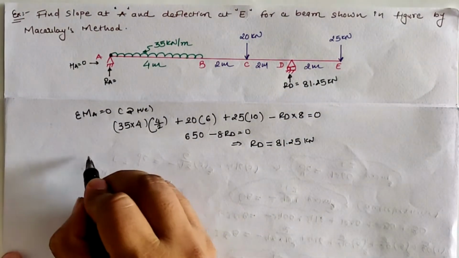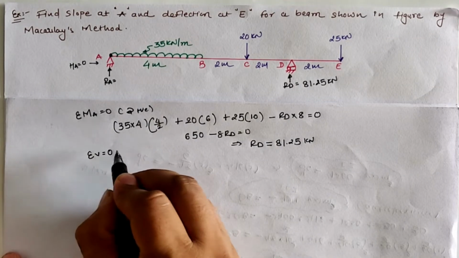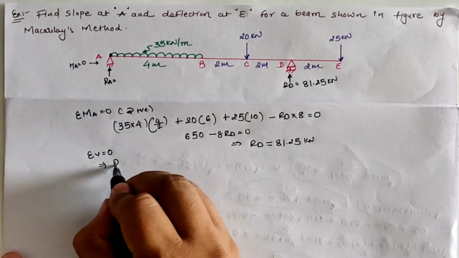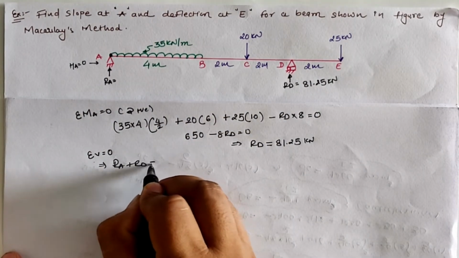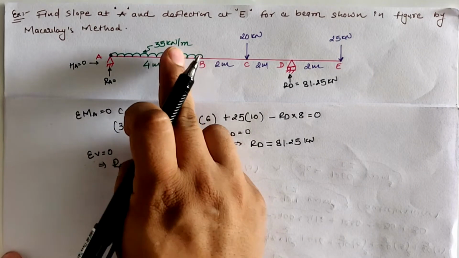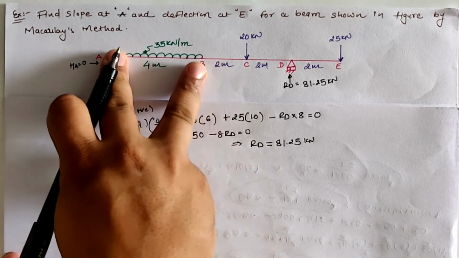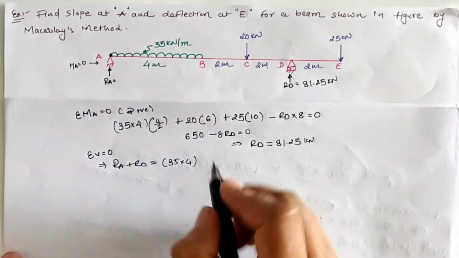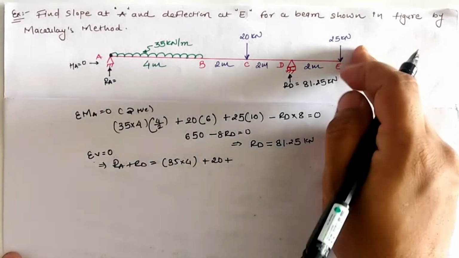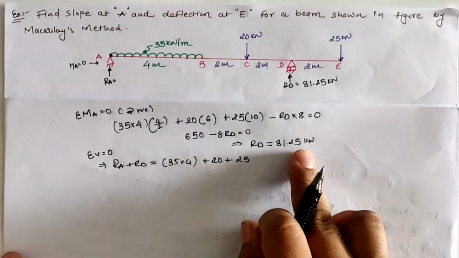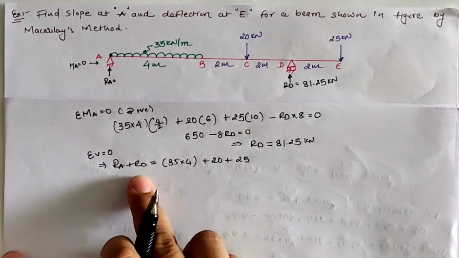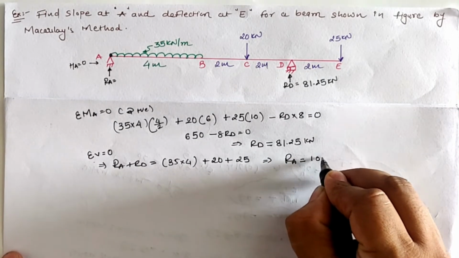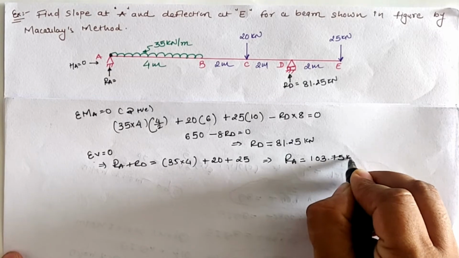Now if we take the second equilibrium condition as sigma V equal to 0, then upward reaction is RA and RD, which must be equal to downward loading, and 35 kN per meter into 4 as a UDL downward load, 20 kN point load as 20 and 25 in downward direction. Now putting the value of RD as 81.25 in this equation, we will have reaction at A as 103.75 kilonewton.